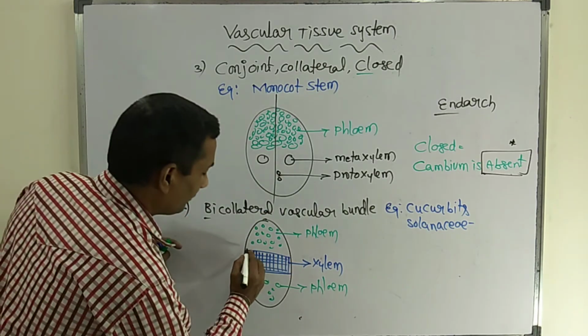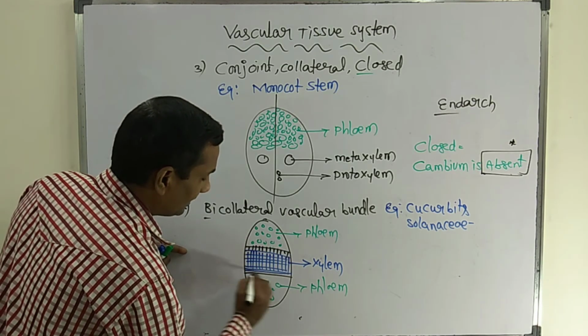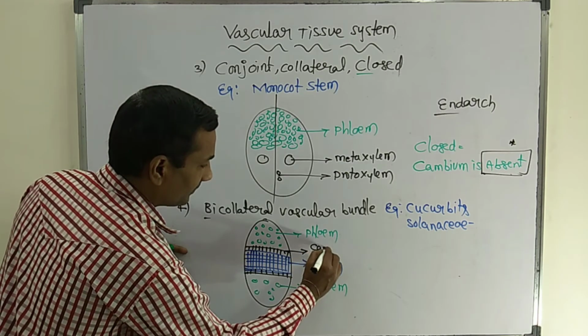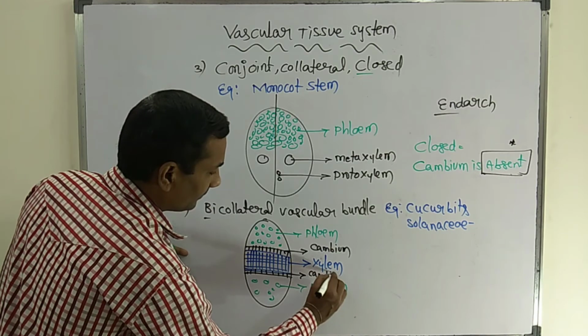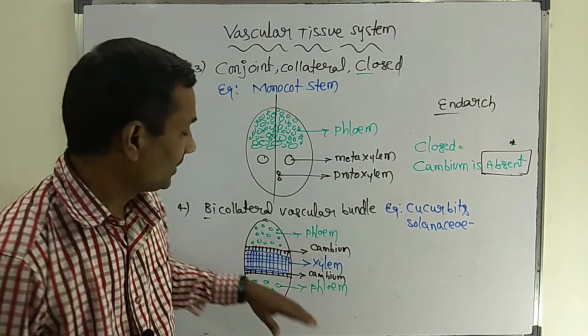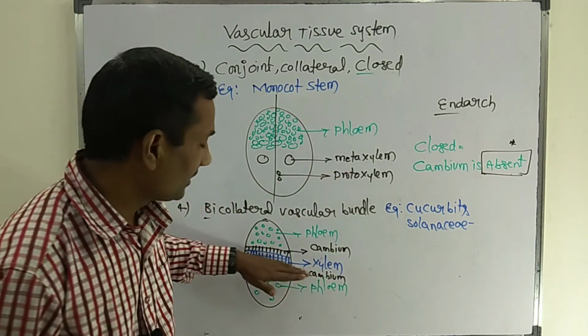In addition to that, you can observe the cambium. Cambium will also be there between xylem and phloem. Here cambium will be there. Here also cambium will be there. Between xylem and phloem, cambium is found. So here the phloem is located on either side of the xylem.